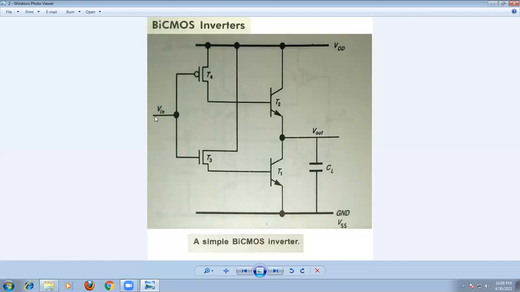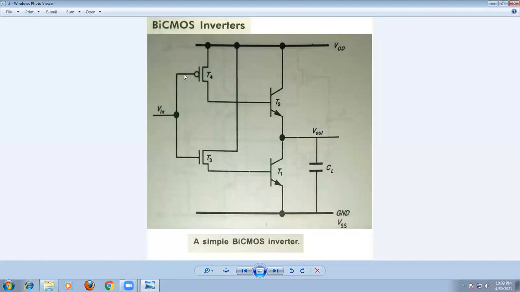Let us consider the input is 0. Assume that the input is 0. When the input is 0, what happens? This is the n-channel enhancement mode transistor. 0 volts means, in CMOS technology, a very low voltage compared to the threshold voltage of this transistor. So this transistor is in the off condition.